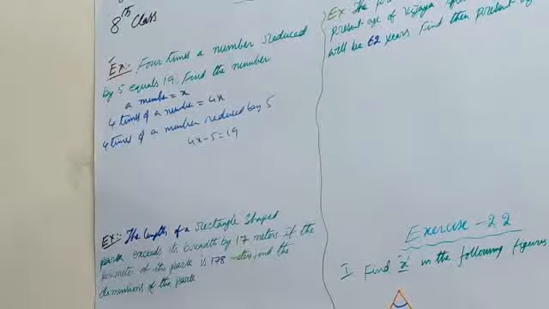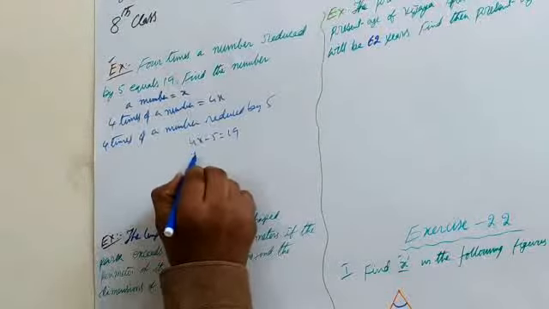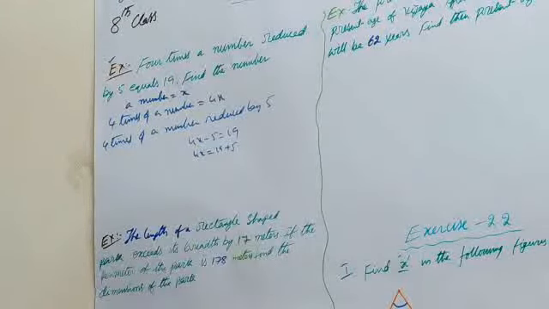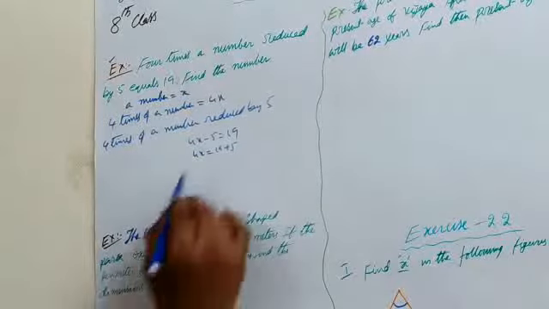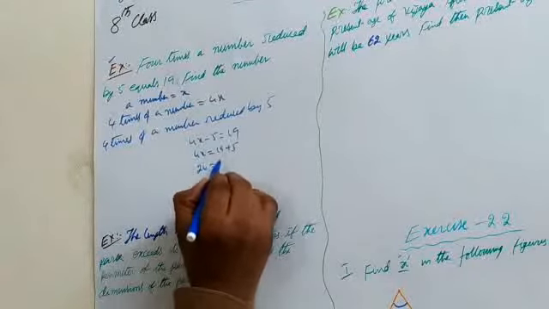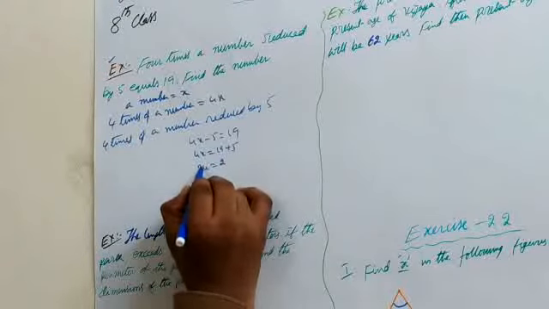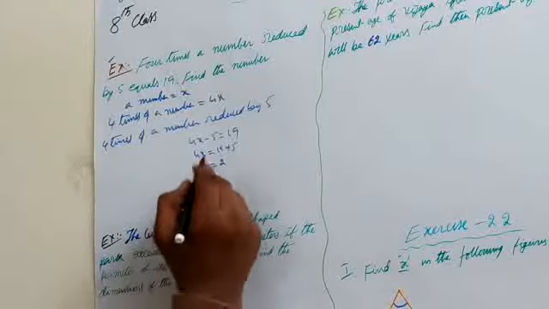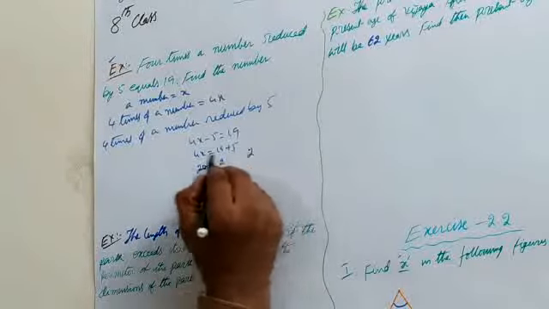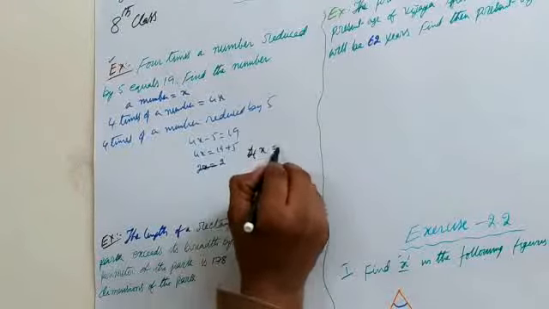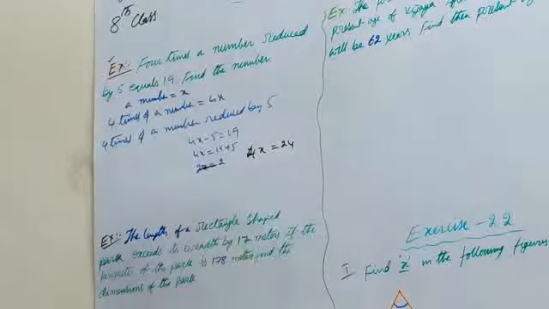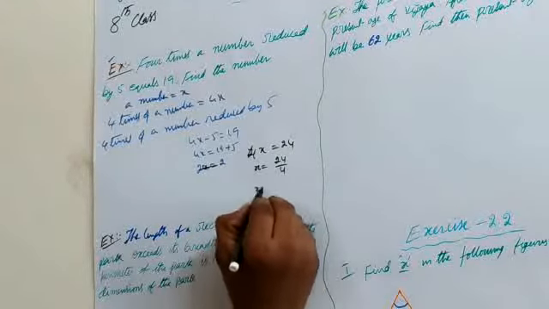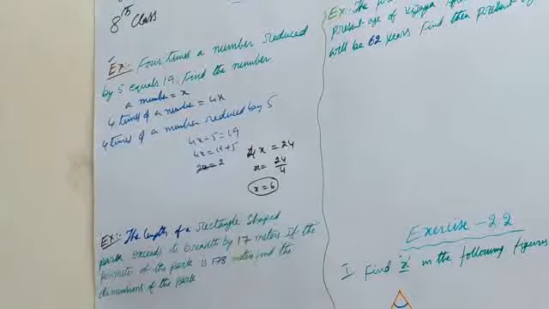It means 4x is equal to 19 plus 5. Minus 5 transfers to the right side, therefore the sign will be changed. Sorry, 4x is equal to 19 plus 5, which is 24. Therefore, x is equal to 24 by 4. Therefore, x is equal to 6.